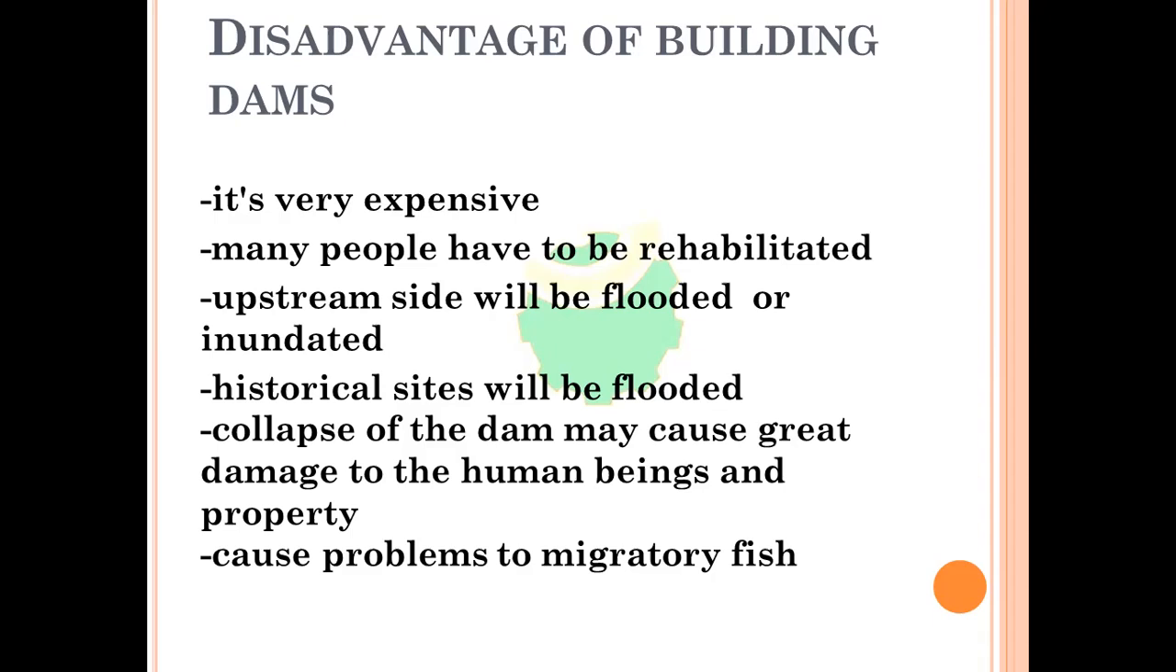Cause of problems to migratory fish. If there is a dam obstruction, fish migration will not be possible. So for aquatic life, migration is a big problem. So, these are the disadvantages of building dams.